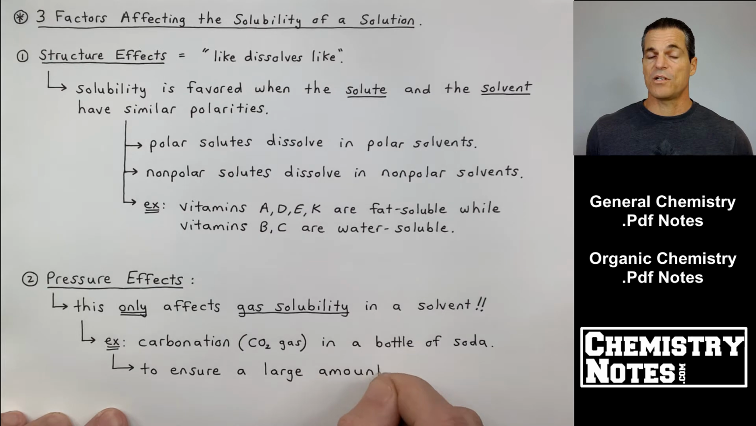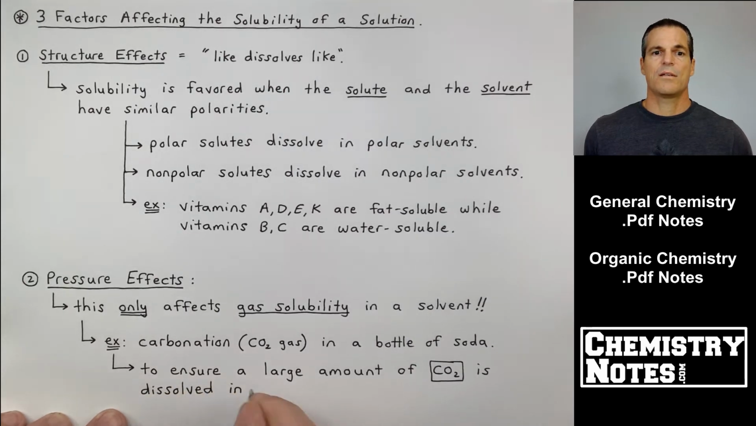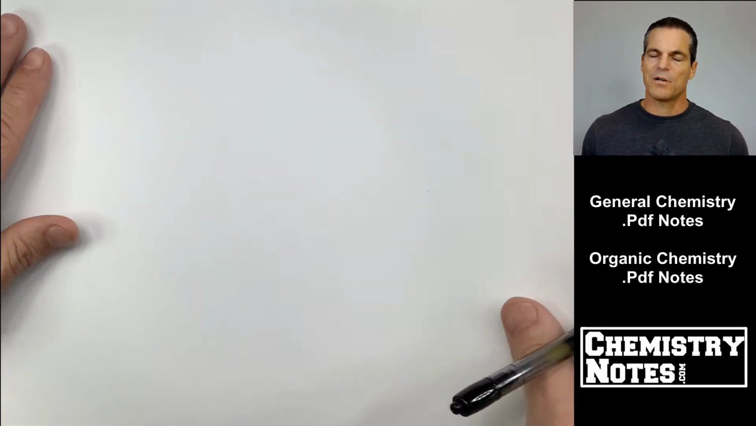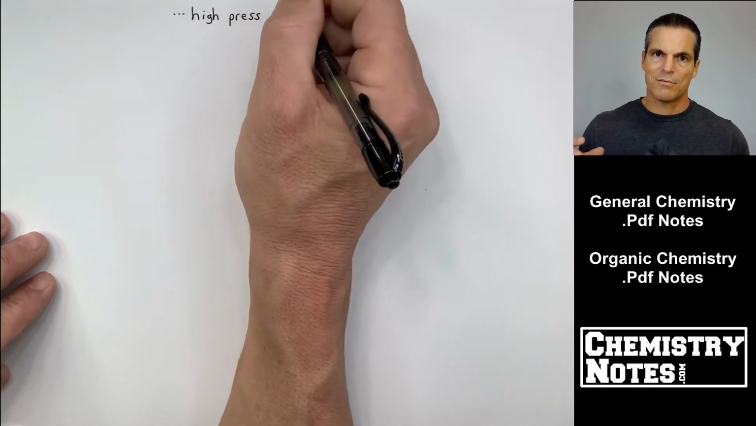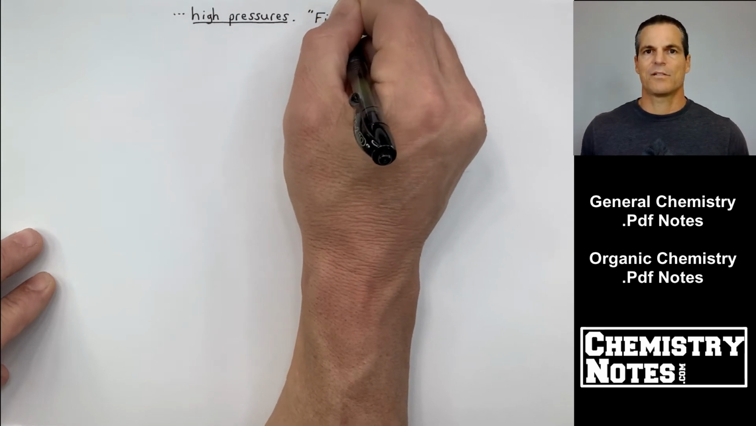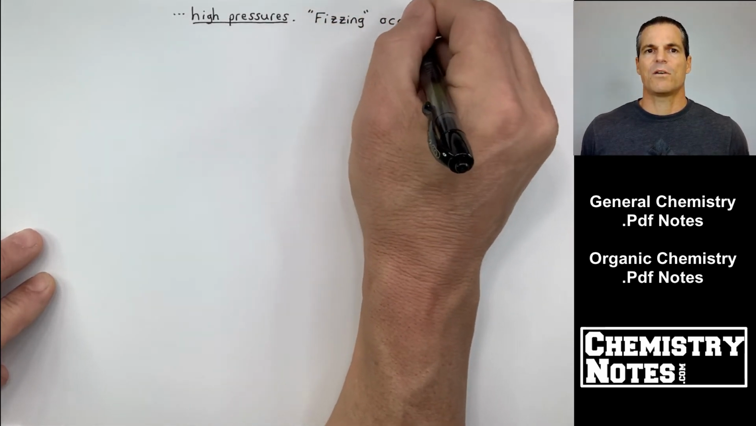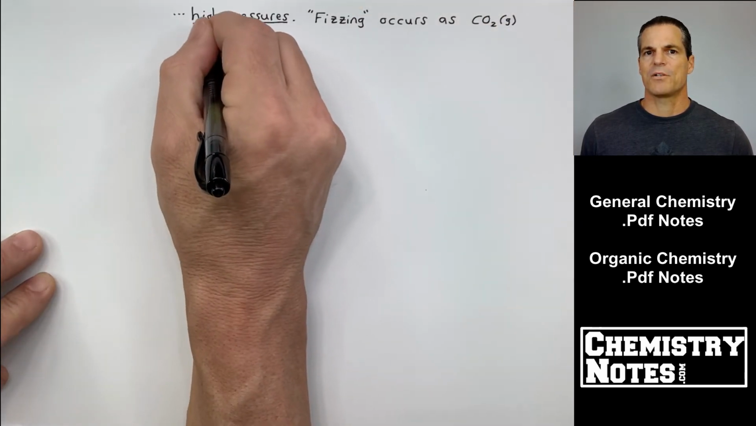For example, carbonation, CO2 gas in a bottle of soda. To ensure a large amount of CO2 being dissolved in the water that makes up a soda pop, the soda is bottled, and it's pressurized, right? It's bottled under high pressures, much higher than atmospheric pressure, because we want to, for lack of a better term, jam as much CO2 into the solution as a dissolved solute, right? So that's why the CO2 is bottled at high pressures.